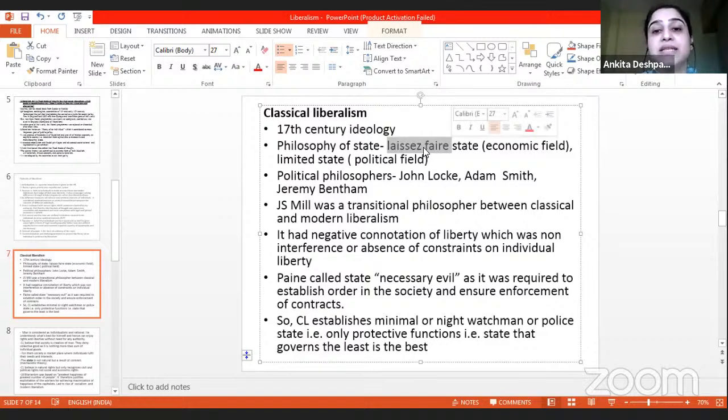Okay, this laissez-faire comes from Adam Smith. He is a classical liberal. Adam Smith spoke about laissez-faire, meaning leave alone, leave the economy alone. The state should not interfere in the economy. That's what I told you. It's an open economy. It's open competition. Everything is available to everybody.